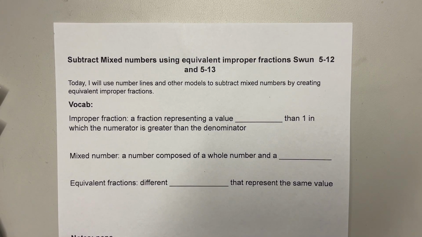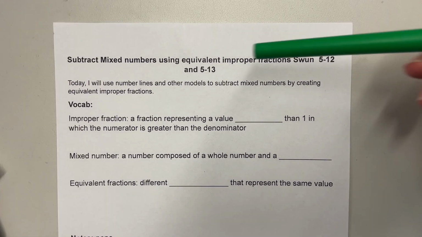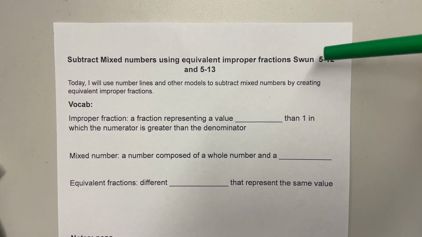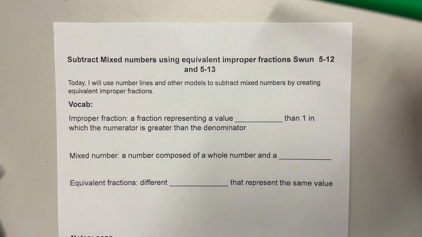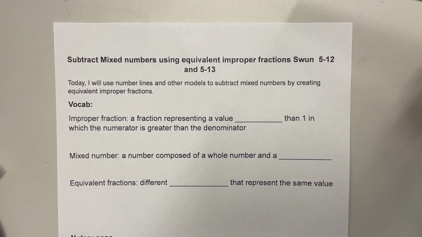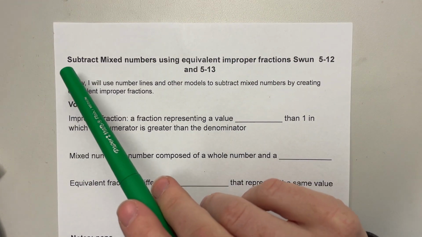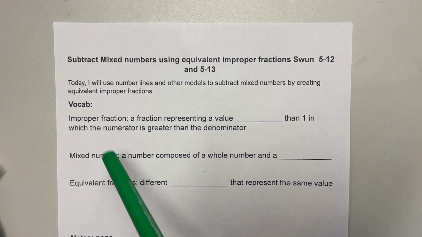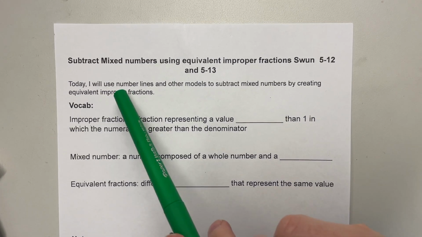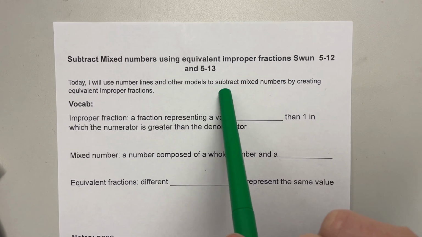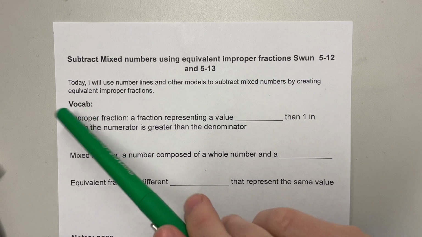Hello class, today our lesson is on subtracting mixed numbers using equivalent improper fractions. This is found in Swun 5-12 and 5-13. This is really similar to yesterday's lesson, except instead of addition, we're doing subtraction. Our learning goal is: today I will use number lines and other models to subtract mixed numbers by creating equivalent improper fractions.